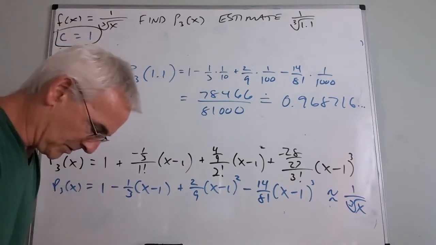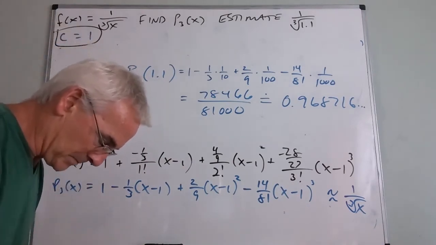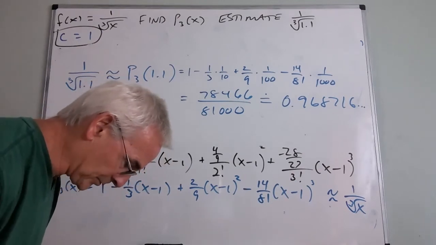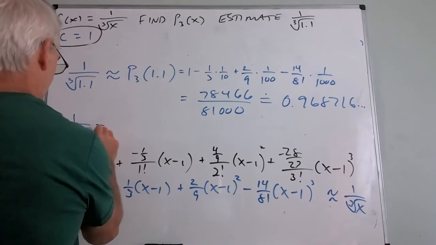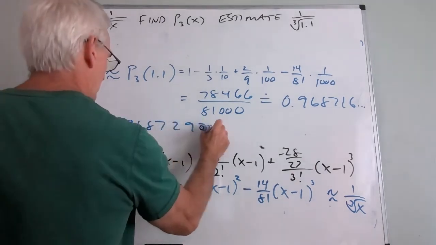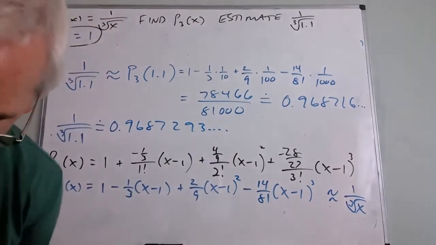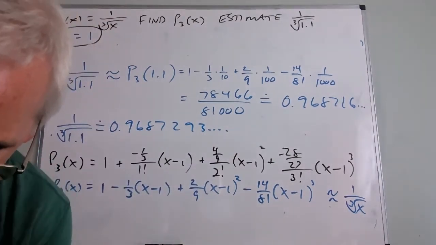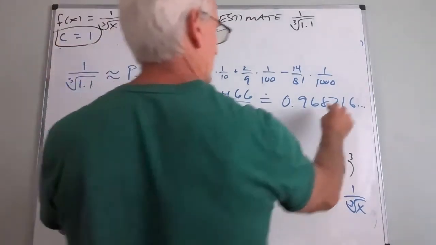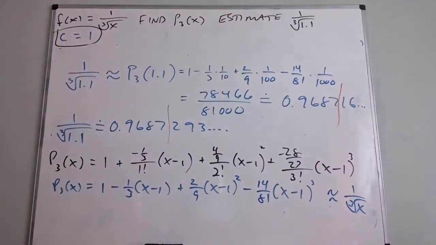All right, so what is 1 divided by the cube root of 1.1 equal to? My calculator says this is approximately 0.9687293, blah, blah, blah. All right, how good are we using only a third degree polynomial? Can I ask you a question, please? Yeah, looks like we agreed about 4 terms there.